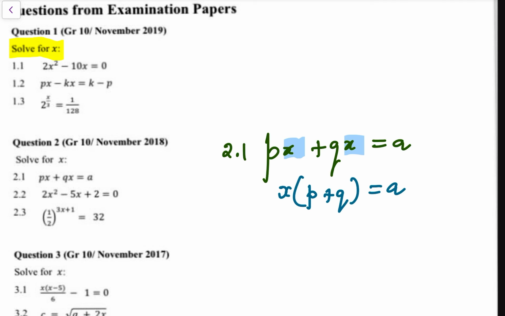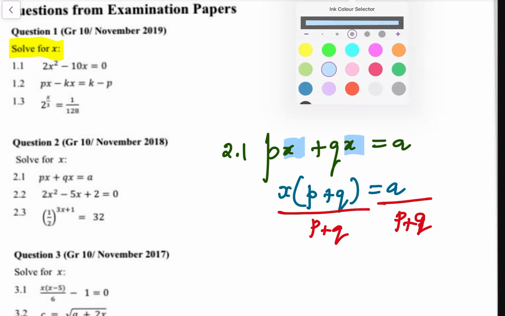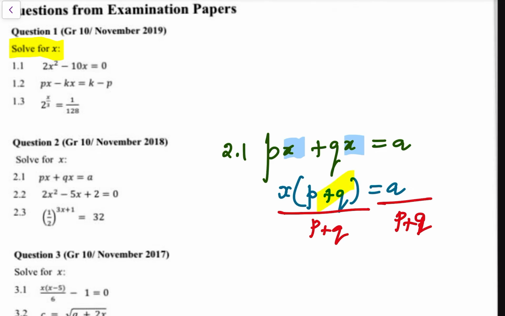So if I divide on both sides by p plus q, and then even there I divide by p plus q, now this and this divide, so we are left with x is equal to a over p plus q. So our x in this case is in terms of a, p, and q. So our x is equal to a over p plus q. So we have solved for x. Now let's move to the next one.